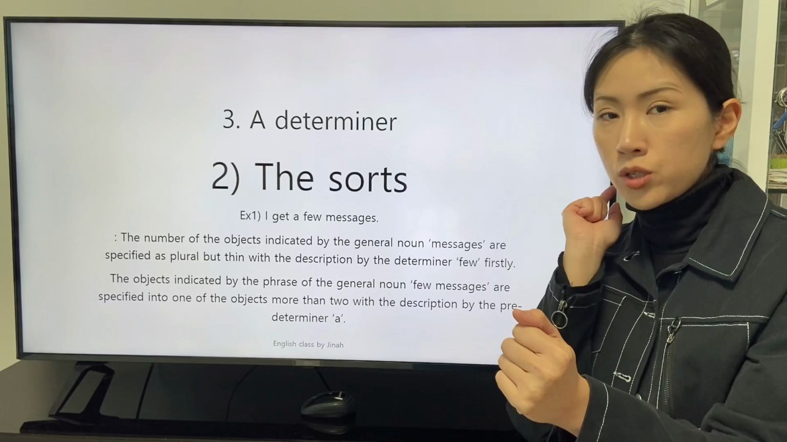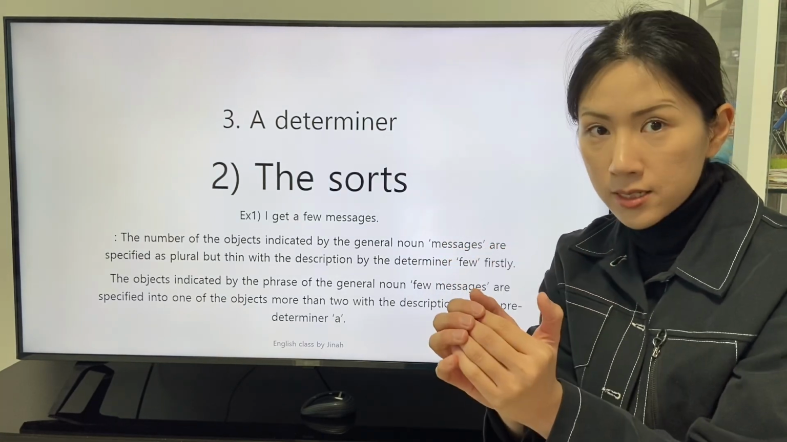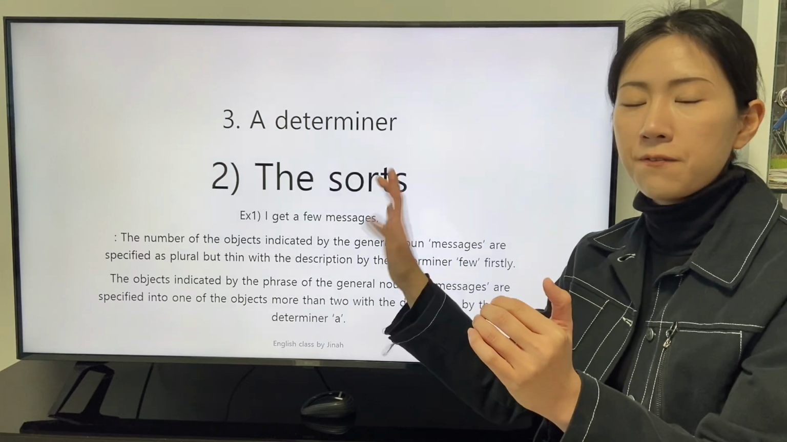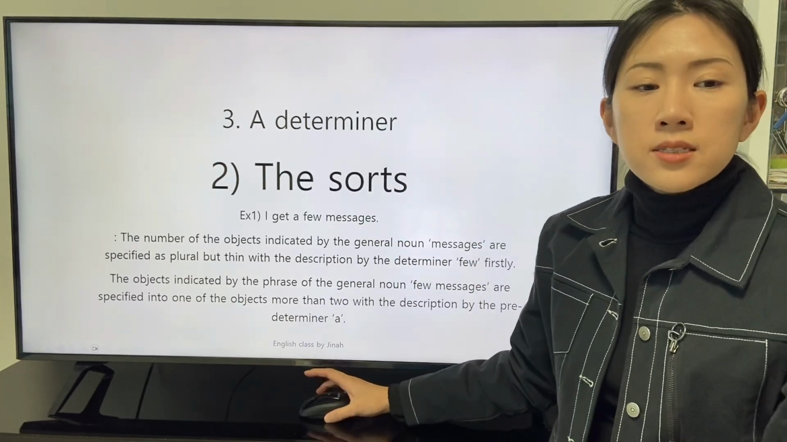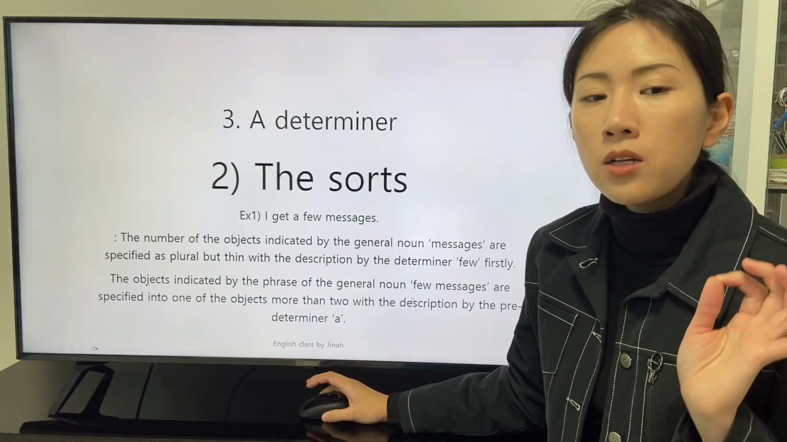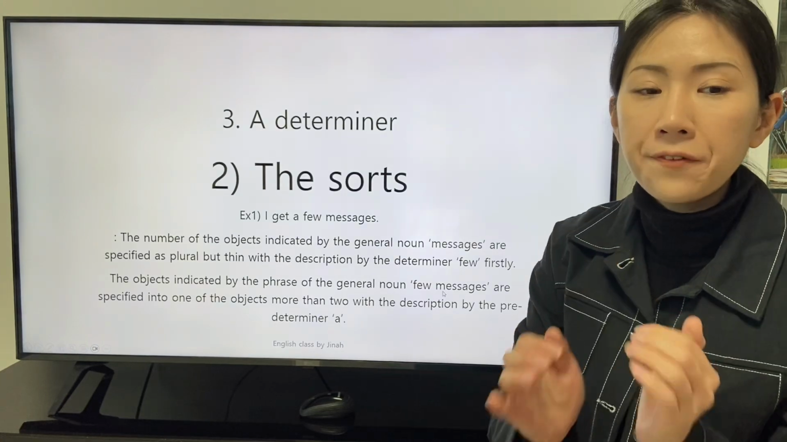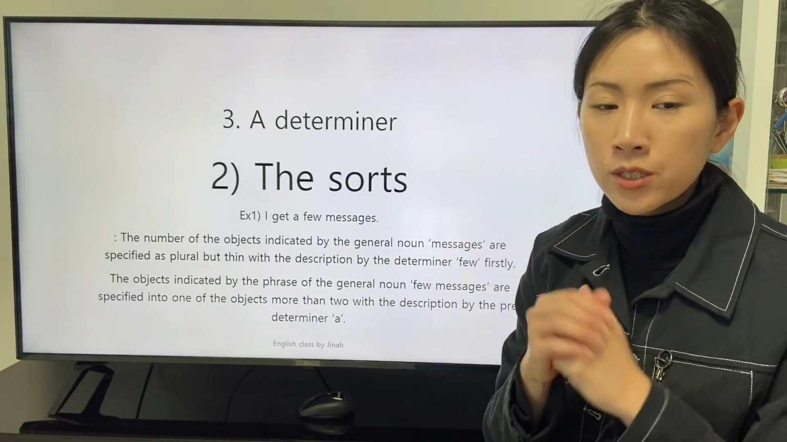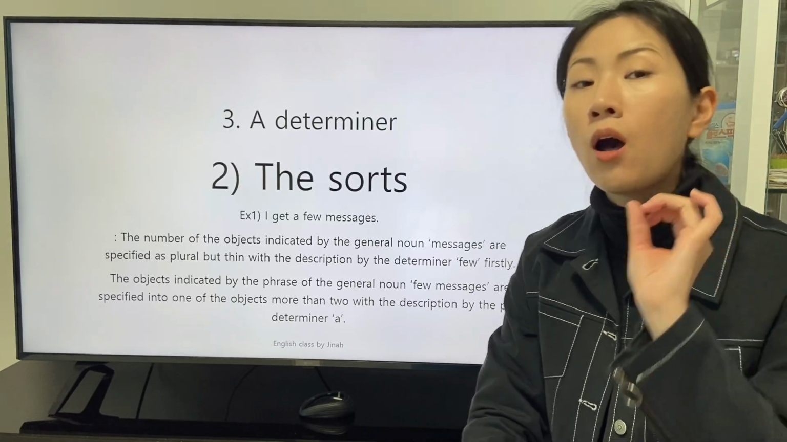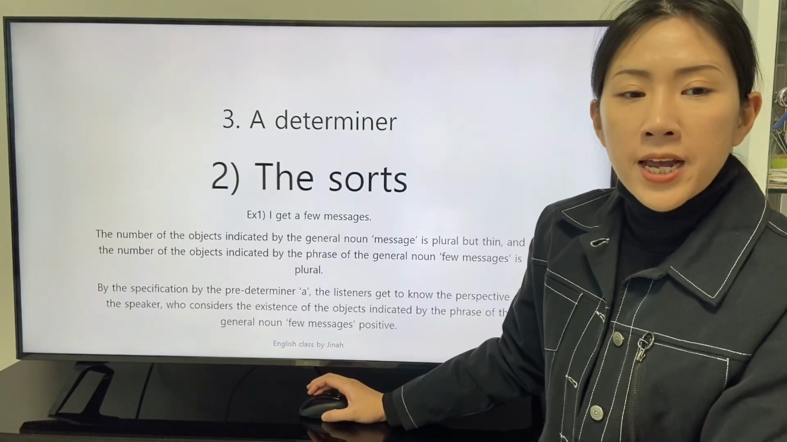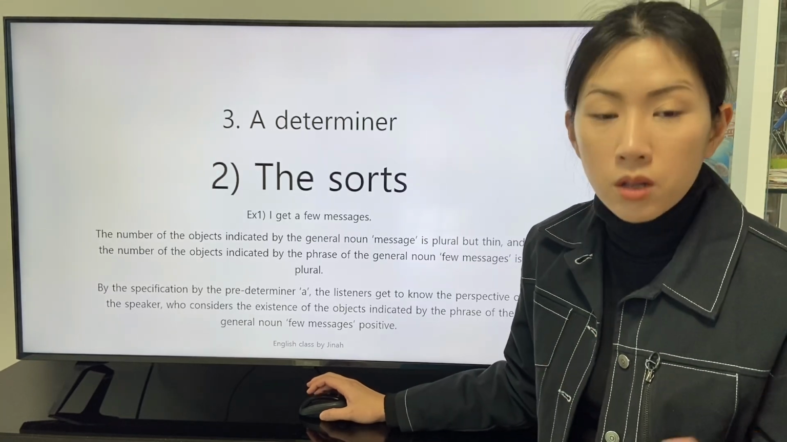The speaker wants to indicate one of the objects to get the definition of the transitive verb get. The objects indicated by the phrase of the general noun few messages are specified into one of the objects more than two with the description by the predeterminer a. The number of the objects indicated by the general noun messages is plural but thin.